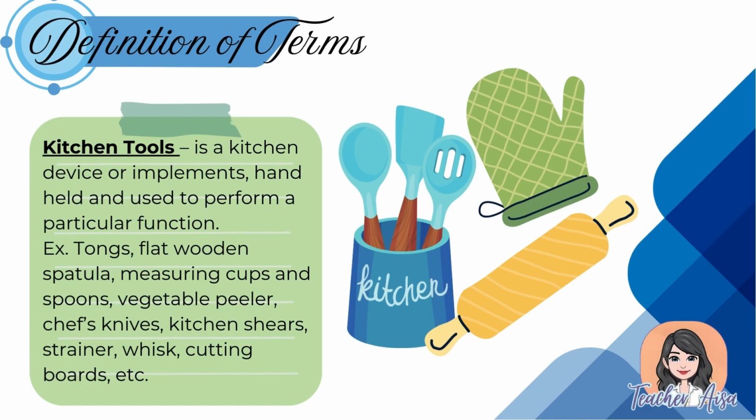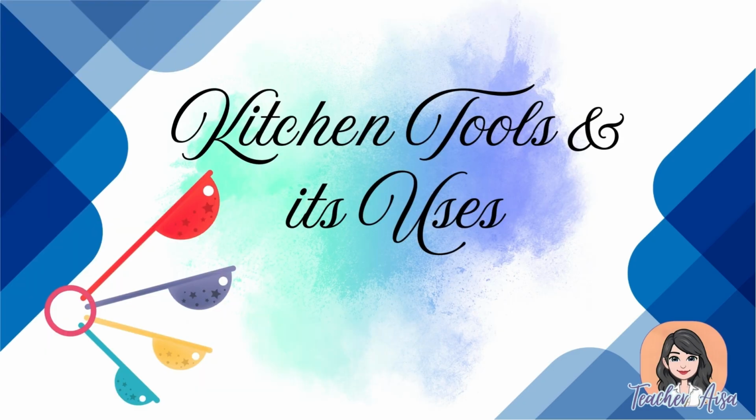Kitchen tools are kitchen devices or implements, handheld and used to perform a particular function. Examples: tongs, flat wooden spatula, measuring cups and spoons, vegetable peeler, chef's knives, kitchen shears, strainer, whisk, cutting boards, etc. Now, let's discuss the different kitchen tools and their uses.